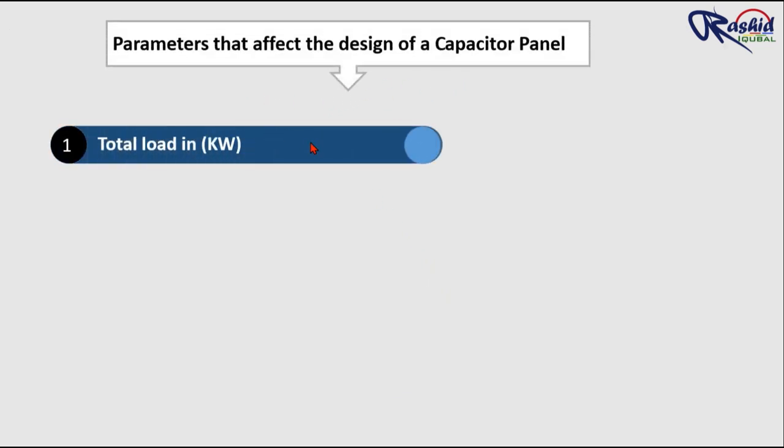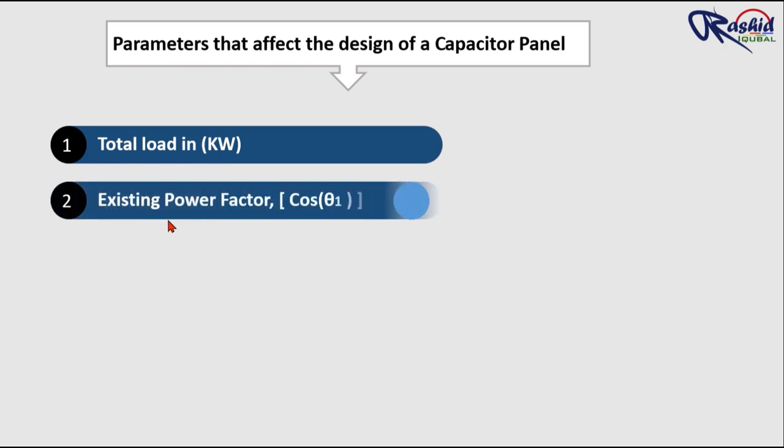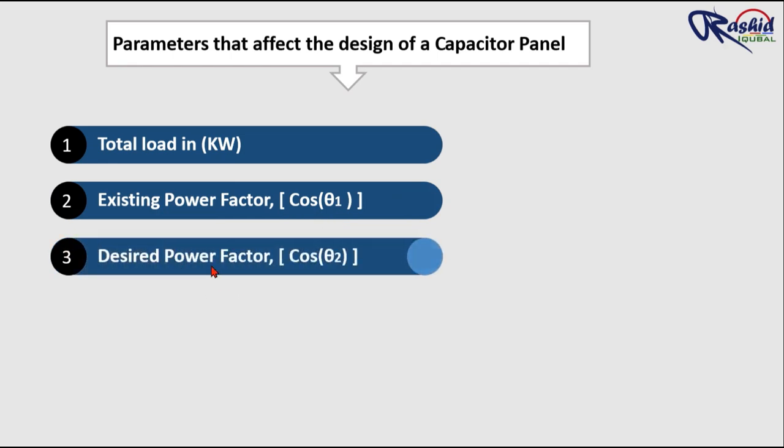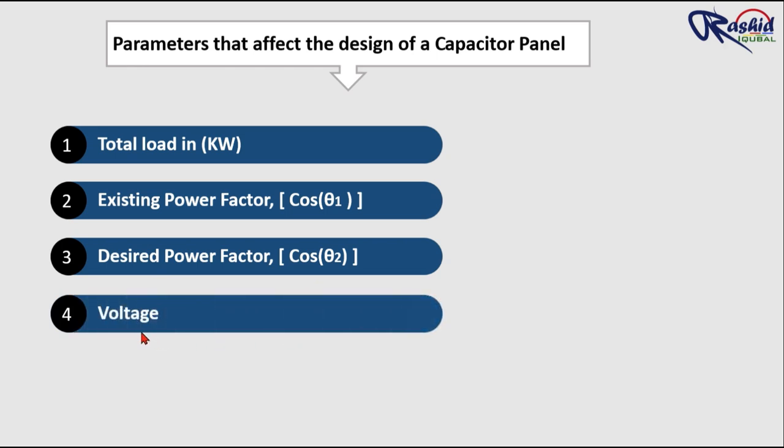We need three important values. Number one, total load in kilowatt. This is the amount of active power your system is consuming. Second, existing power factor. This is the current power factor of your system. Desired power factor. This is the target you want to achieve. Typically it is close to 1. Sometimes it's 0.95, 0.97, 0.98, depending on your requirement. Fourth one, voltage. The operating voltage of your system.